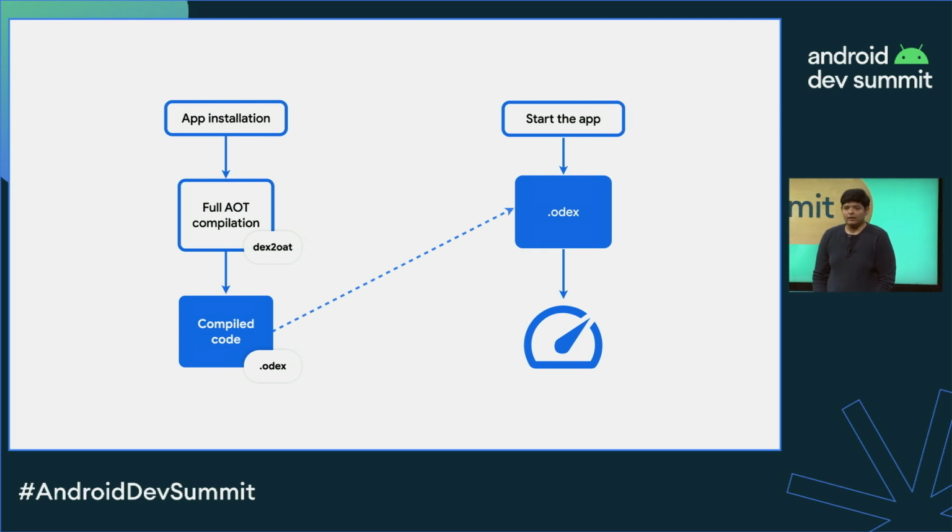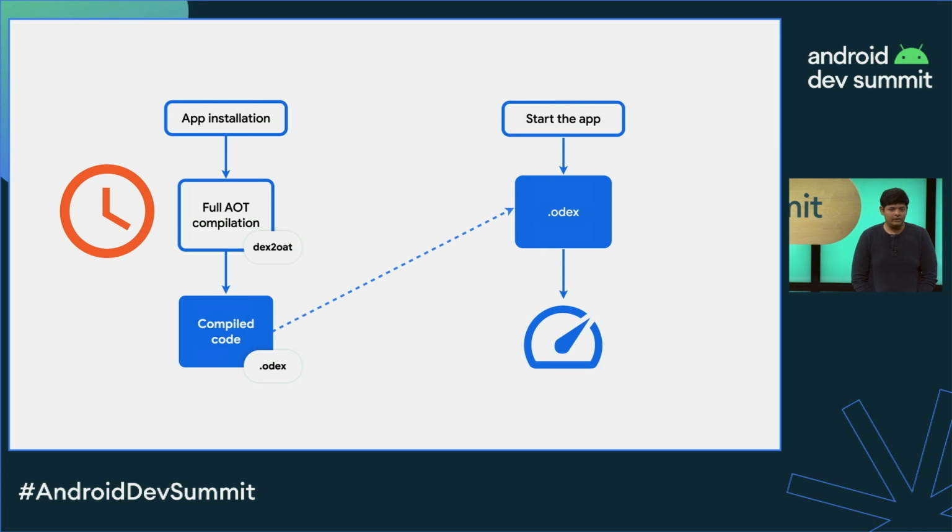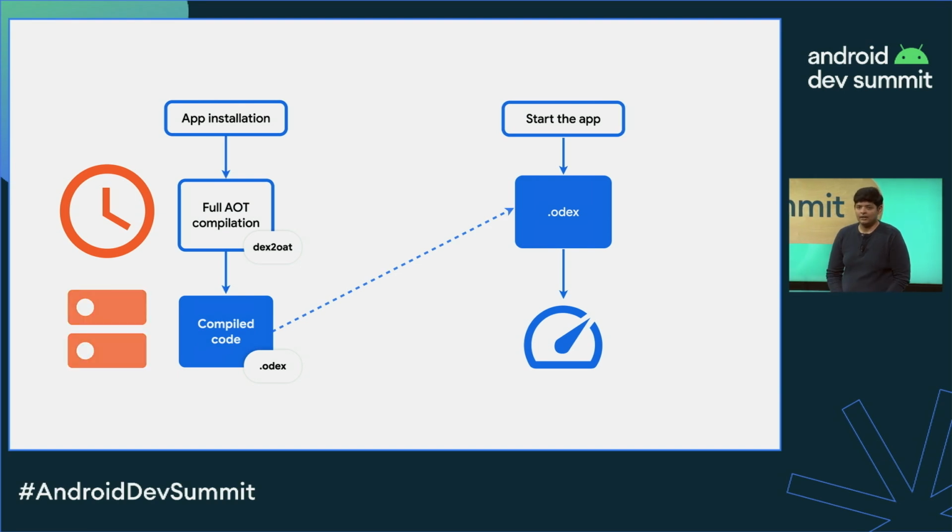Now, 2 caveats here. First, we introduced a new compiler, dex to oat. Remember, this is running on a resource-constrained device. So this is not particularly fast. Also, we are optimizing the entire app. Second, there's the cost of storing that compiled code.